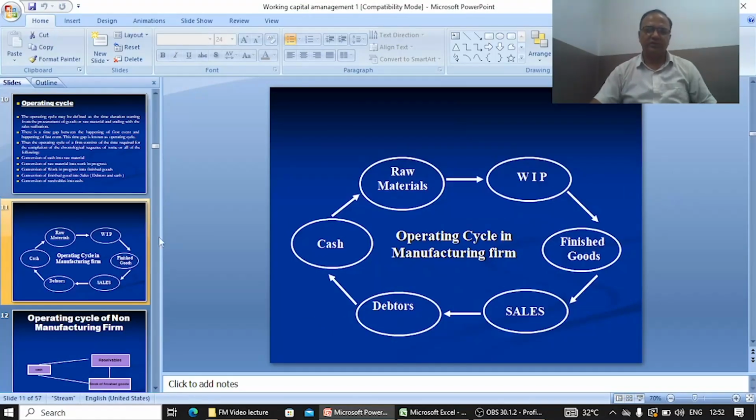This is the figure: raw material conversion in WIP. First of all, cash. You convert cash into raw material, after that raw material into WIP, after WIP into finished goods. WIP means work in progress, an intermediary stage. Then finished goods are converted into sales, then sales into debtors, and debtors are again converted into cash. This cycle is called the operating cycle in a manufacturing firm.